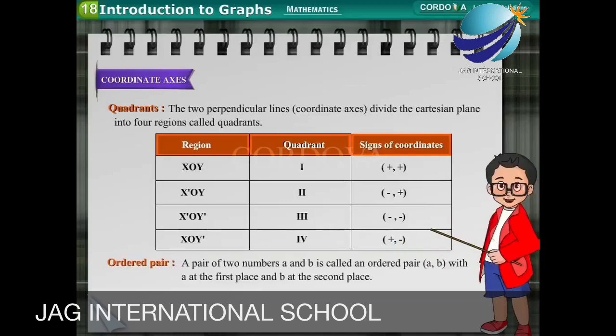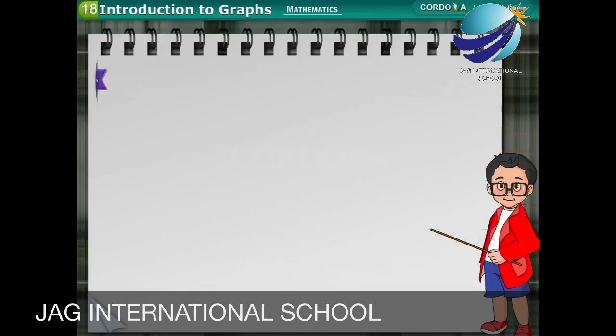Ordered pair. A pair of two numbers a and b is called an ordered pair (a, b), with a at the first place and b at the second place. The order in which the numbers appear in the pair is significant. The ordered pair (a, b) is different from the ordered pair (b, a) unless a is equal to b. Thus, (1, 2) is not equal to (2, 1).